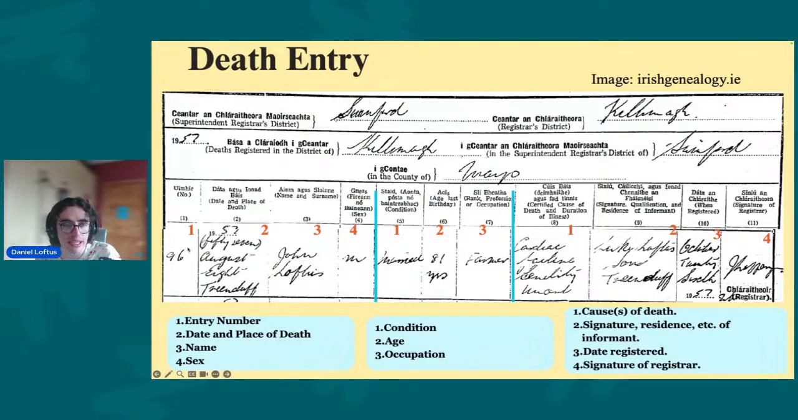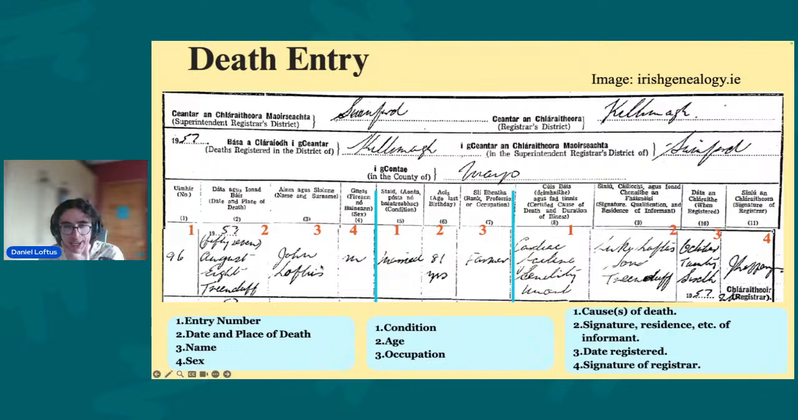So in the death entries, we get this kind of information. We get the entry number, and we get the date and place of death. I can see John died on the 8th of August of 1957. It writes the number, and then sometimes it'll write in the words as well, so August 8th, 1957. And John had died in Treen Duff in Bahola in Kilchima. So I could get the name.